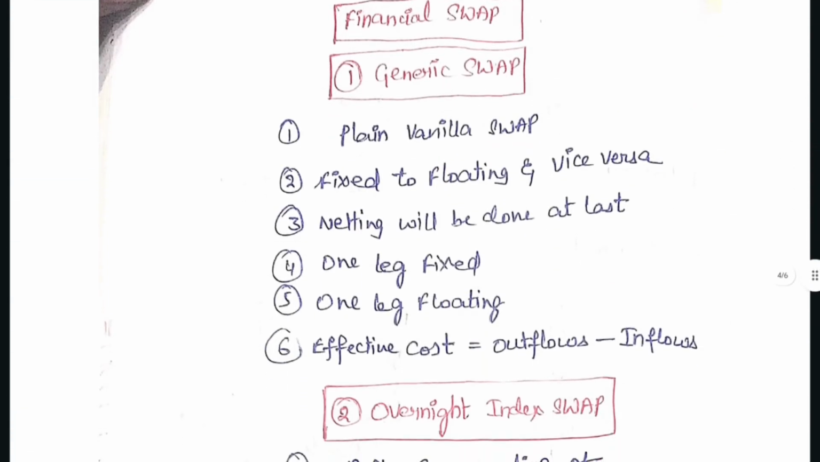Next, financial swaps. Under that, first one, generic swap. Generic swap is also called plain vanilla swap. Here, swapping will be done from fixed to floating and vice versa, floating to fixed. At last, netting will be done. In a plain vanilla or generic swap, one leg is fixed and one leg is floating. Here, effective cost equals outflows minus inflows.